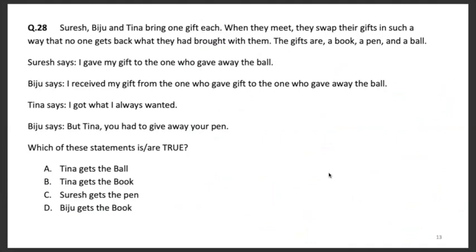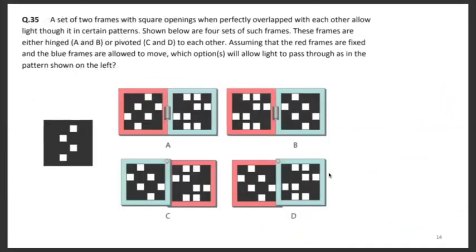We'll move to the next one. Here, we are given two frames with square openings. When they are perfectly overlapped with each other and light is allowed to pass through the center, through certain patterns, it creates a pattern like this, as shown here. These frames are either hinged or pivoted. A and B frames are hinged and C and D are pivoted. This is the pivot point. Assume that the red frames are fixed and the blue frames are the ones which are moving. Which option will allow for the light to pass through as in the pattern shown on the left?